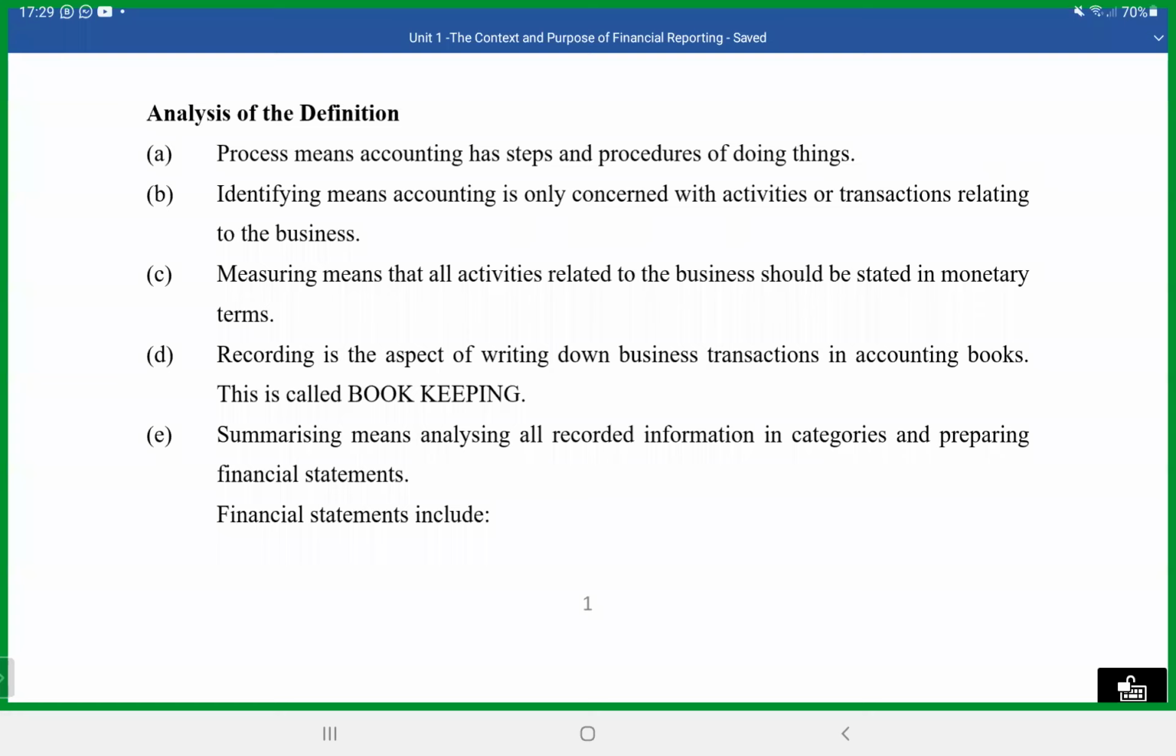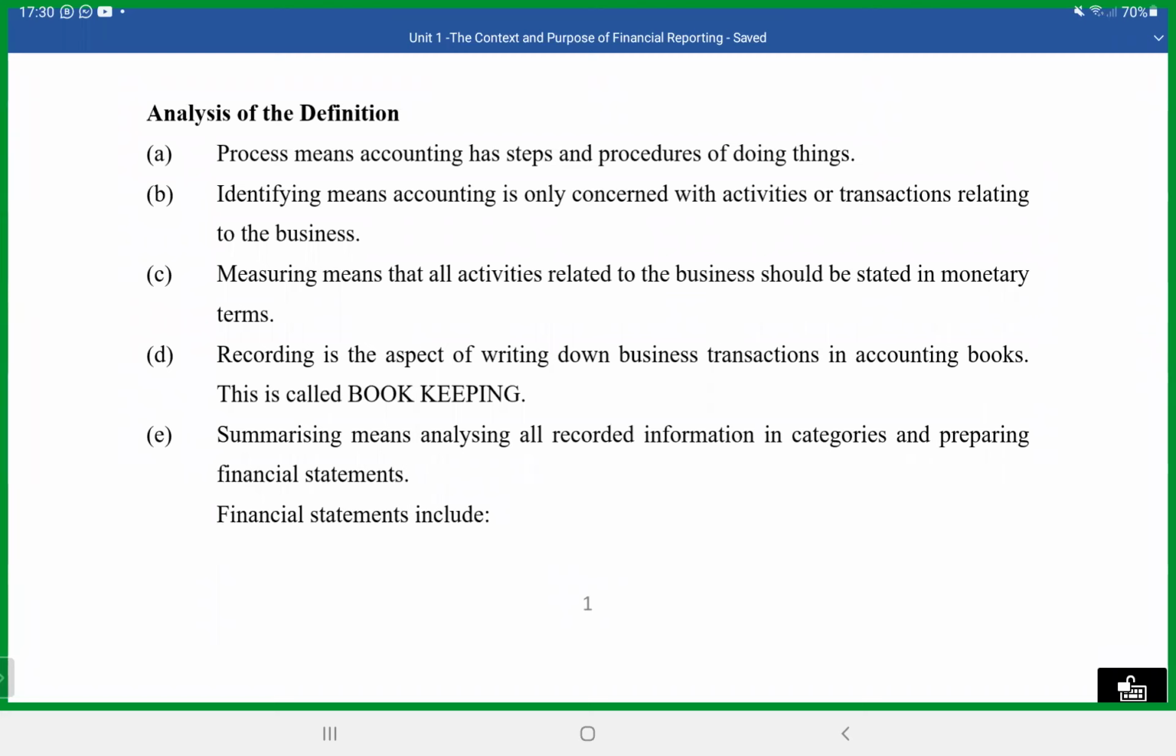Whenever you're writing down all the transactions or activities of the business in those books, it's called bookkeeping. And again, the last area of analysis is summarizing. We have said accounting is all about summarizing. So summarizing means that you have to analyze all recorded information in categories and prepare financial statements. You will be recording a lot of information, but the idea is that you will not just leave the information scattered in pieces. You organize the information and summarize it so that the analysis is easy.